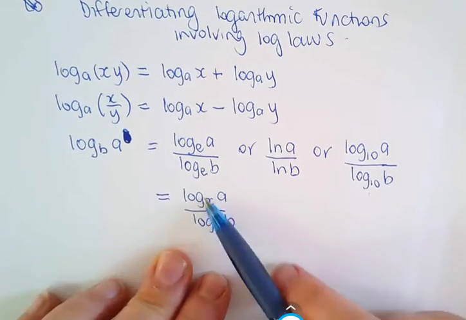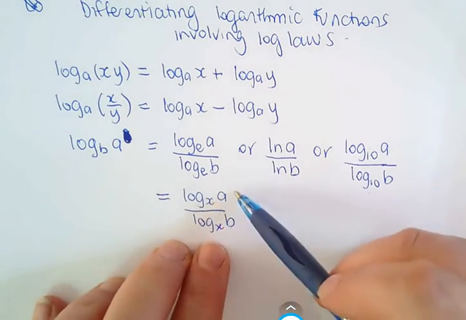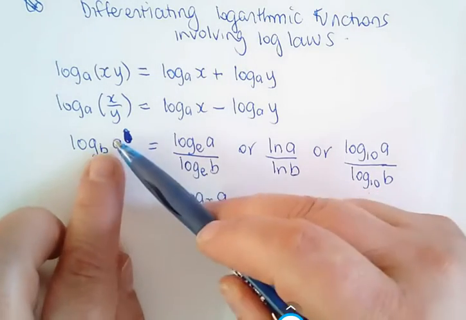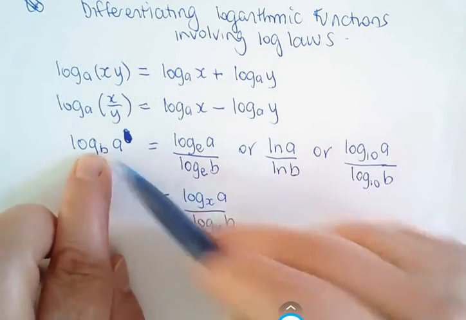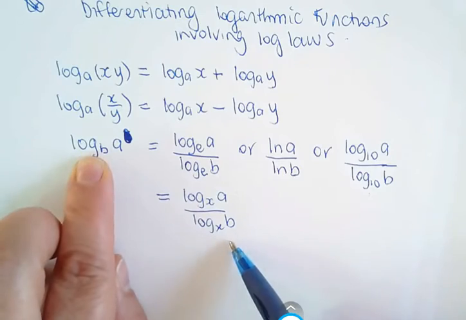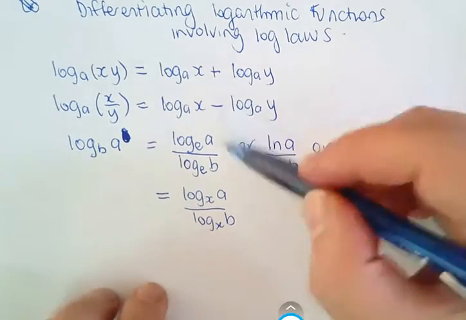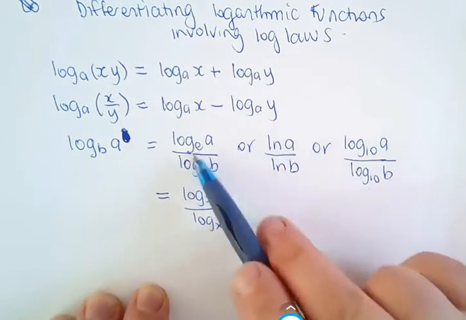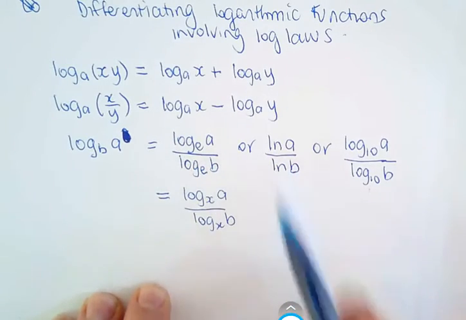But this is just a general form, log to the base x of a. So basically, the a is the big one, and on the denominator is the smaller one. That's what you've got to remember. And you're able to take the same base. Now, these two are identical. Log to the base e is ln.